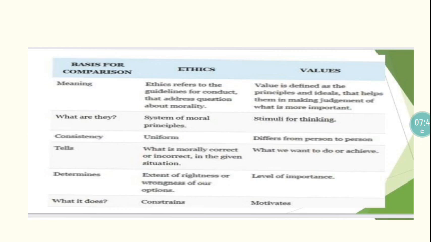Ethics is determined by the extent of rightness or wrongness of our options, while value is determined by the level of importance. What does ethics do? Ethics is constraints, while values motivate.